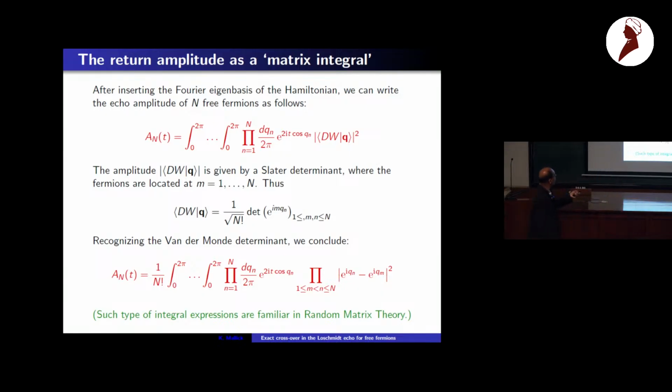So now this thing is nothing but a Vandermonde determinant. The Vandermonde determinant of x1, ..., xn, x1 squared, ..., xn squared, and so on, is just the product of xi minus xj. And there is a modulus square here. So you end up with this nice expression for the amplitude of your Loschmidt echo.